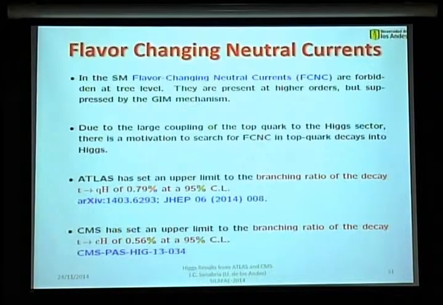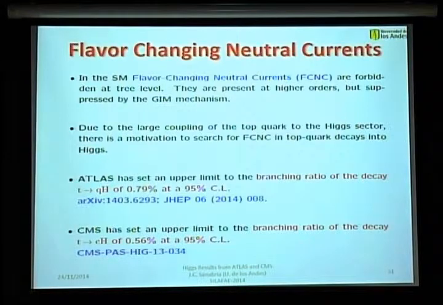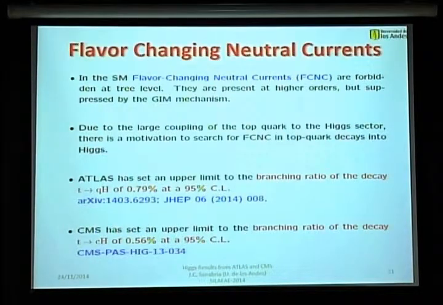Flavor changing neutral currents have been searched for in the decay of top quarks to other quarks accompanied by Higgses by ATLAS and CMS. Why all this is interesting and important was already discussed in detail in previous talks. So I just report these upper values for the branching ratio, 0.79% in the case of the result of ATLAS and 0.56% in the case of CMS. So no significant signature of flavor changing neutral currents in these branches.